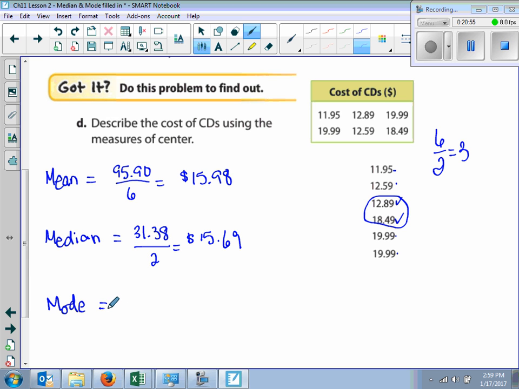And then finally, the mode is the number that occurs the most often. So that would be $19.99.